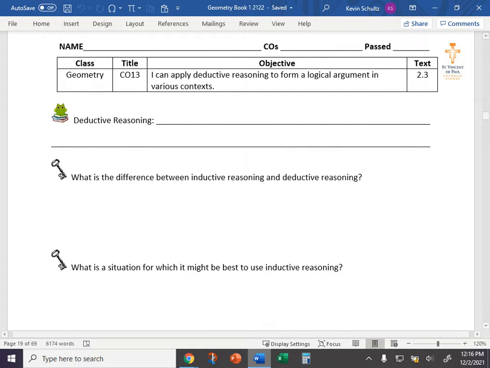Covering lucky number 13: applying deductive reasoning to form a logical argument in various contexts. Remind me what inductive reasoning is. We covered this in CO11. What is inductive reasoning? Because deductive reasoning is the one that we want to go with.